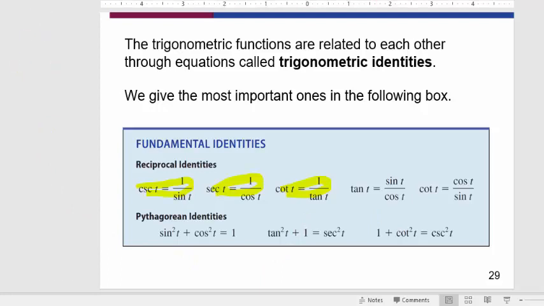And then the Pythagorean identity, the one that's going to be applicable to us in this course, is this one. The sine squared of t plus the cosine squared of t equals 1. And when I first introduced the unit circle, I had showed you why this works, right? Because the idea is you have the unit circle.